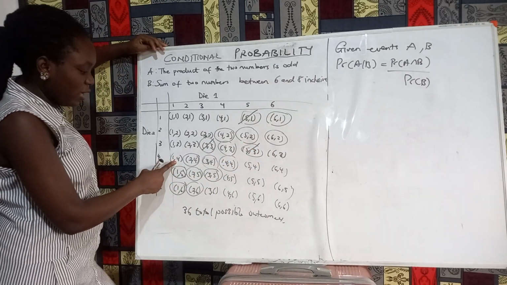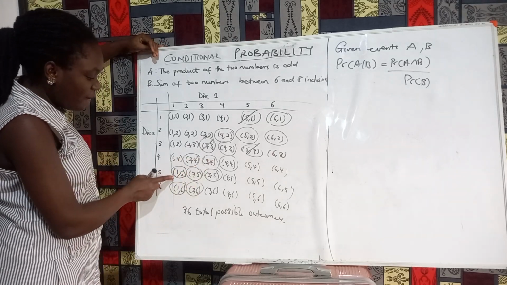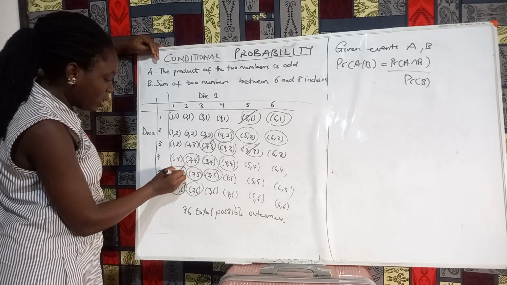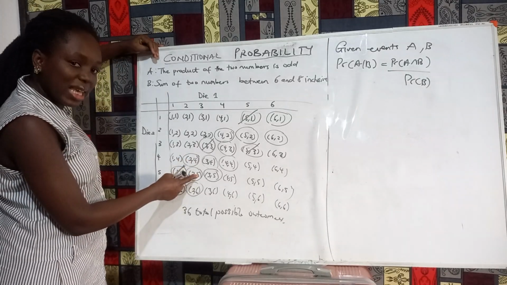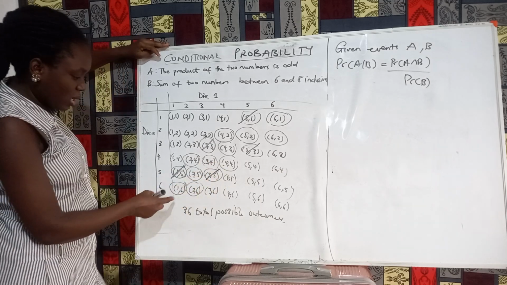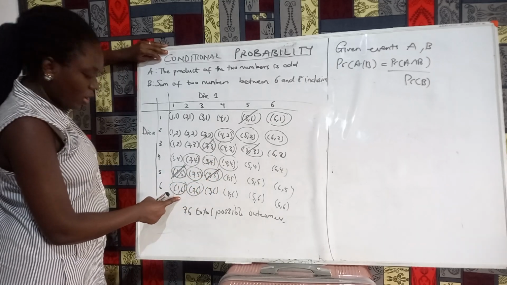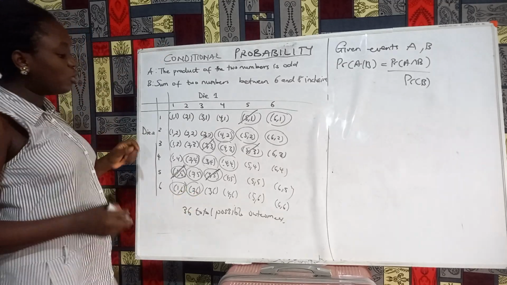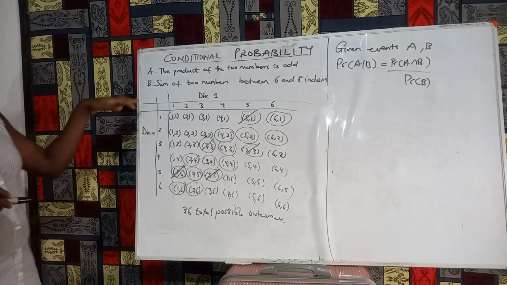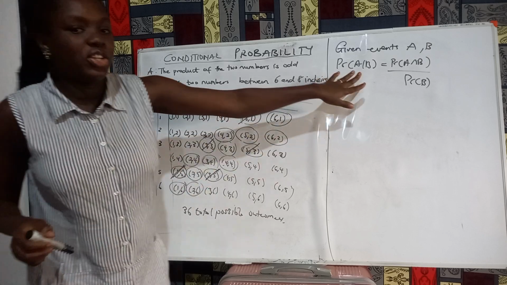4 times 1 is even. 4 times 2, 8, even. 4 times 3 is 12, even. 5 times 1 is 5, odd. 5 times 2, 10, even. 5 times 3, 15, odd. 6 times 1 is even. 6 times 2 is 12, even. So we realize that. Now let's find the probability, using the definition here.